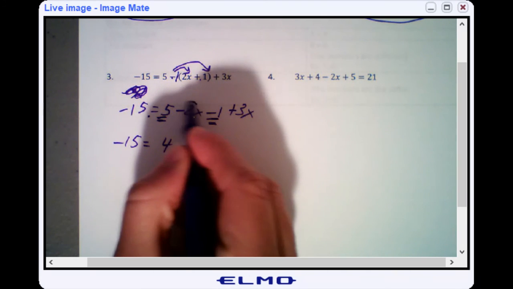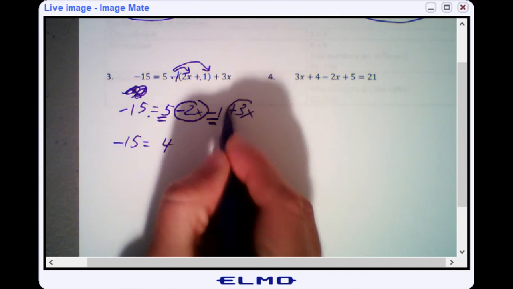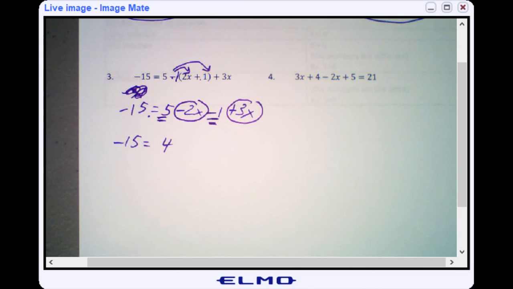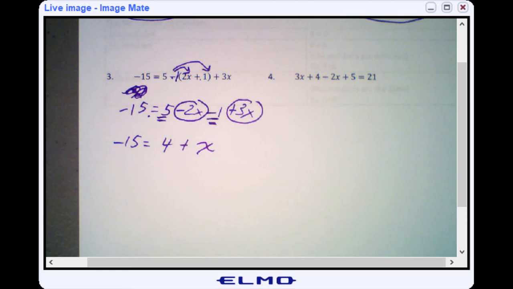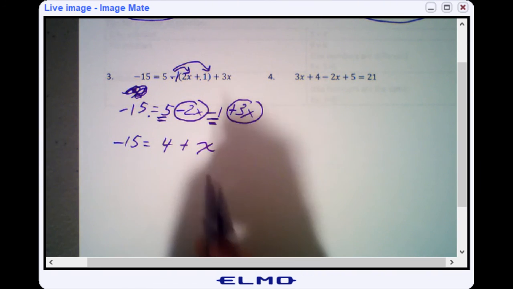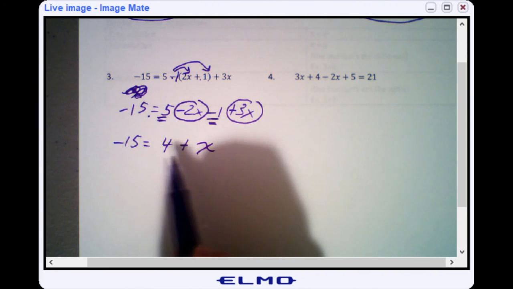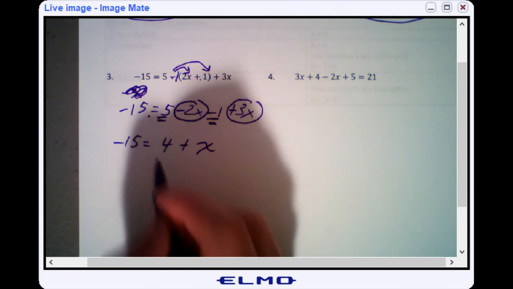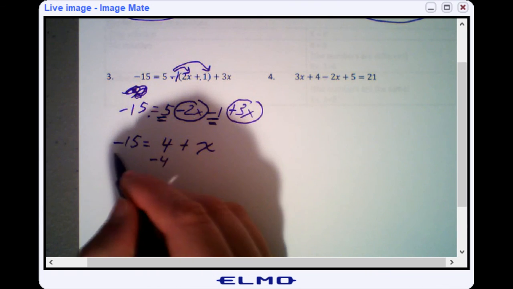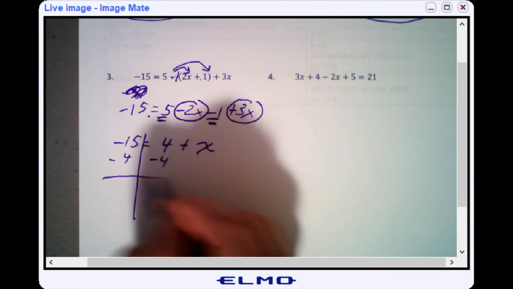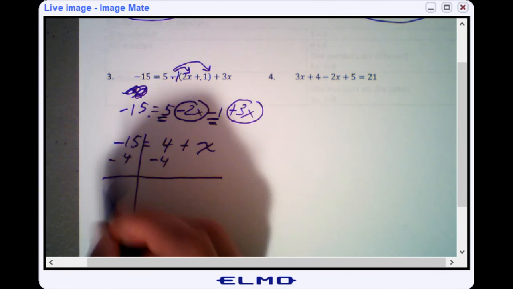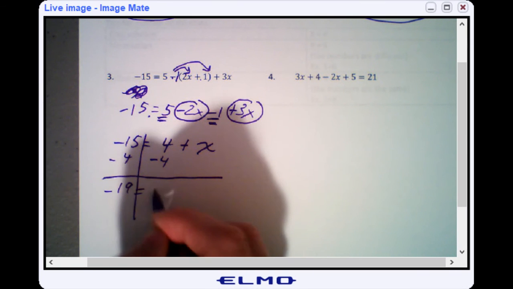And then this negative 2x and this 3x both have x's, so they are like terms. Negative 2x plus 3x is 1x, or just an x. I need to get x by itself. Right now I'm adding 4 and x together, so I'm going to subtract 4 from both sides. Negative 15 minus 4 is negative 19 equals x.